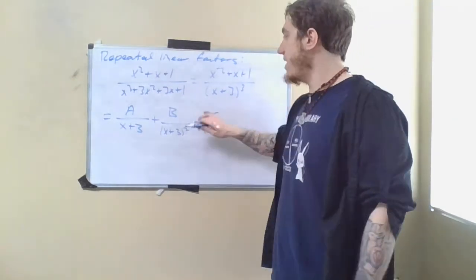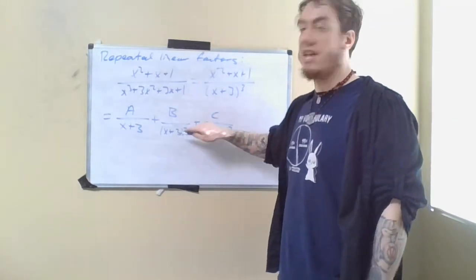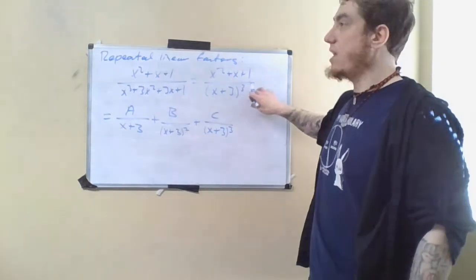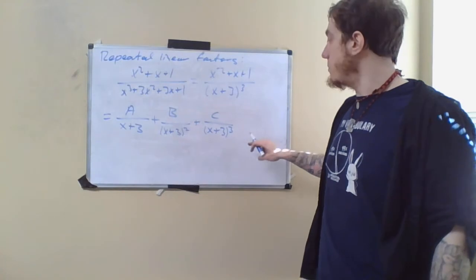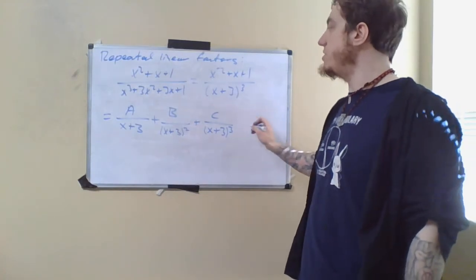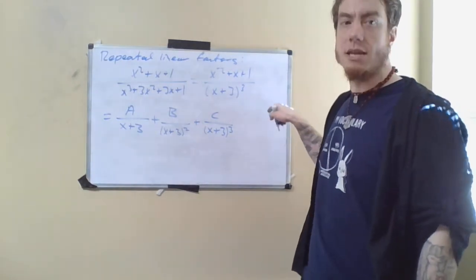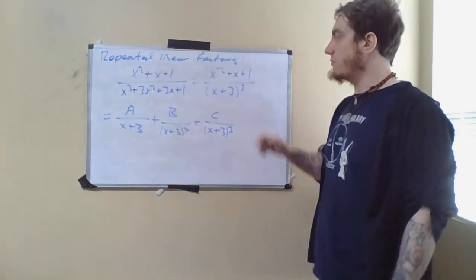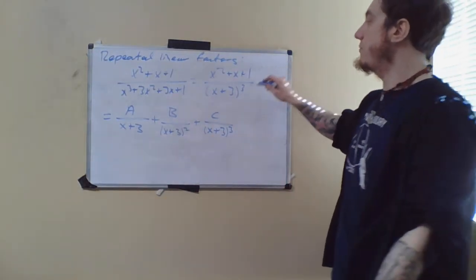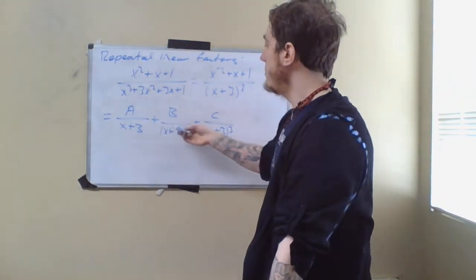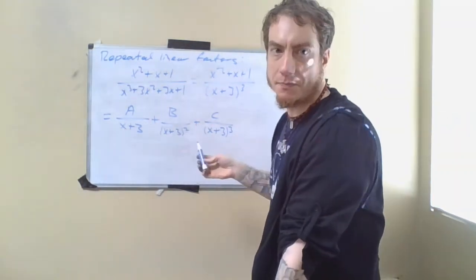If this were just squared, we would have stopped here with the x plus 3 squared. If we had other linear factors on here, we do exactly the same thing. We would just continue and put the other factors in here as regular fractions. Okay, so this is the only difference. When you have the factor repeated, you get more fractions out of it.